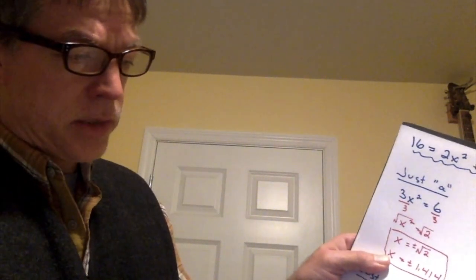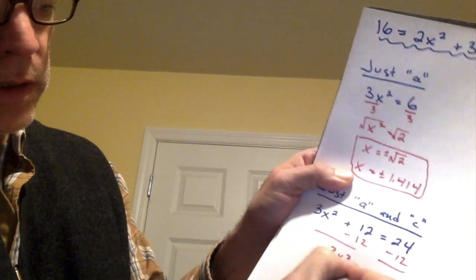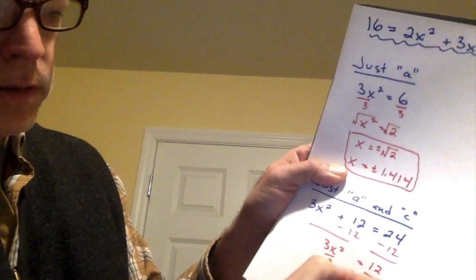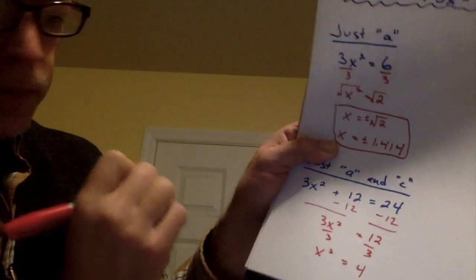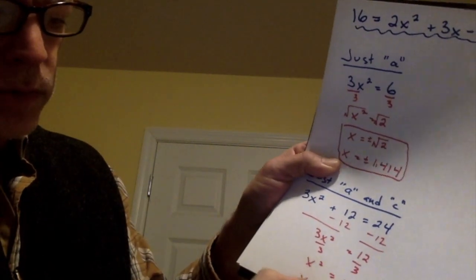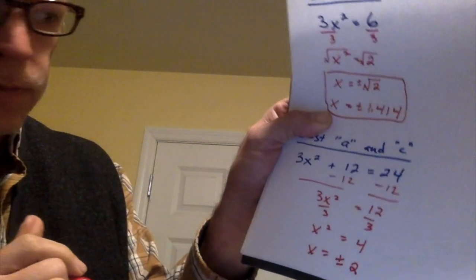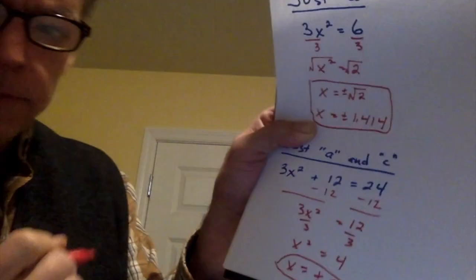Okay, so here's what I would do. I would take 12 away from both sides. And that leaves you 3x squared equals 12. Then divide both sides by 3. You have x squared equals 4. And then square root both sides, and you get x equals plus or minus 2, because the square root of 4 is 2. Okay? So, Shazam. All right? Okay, great.